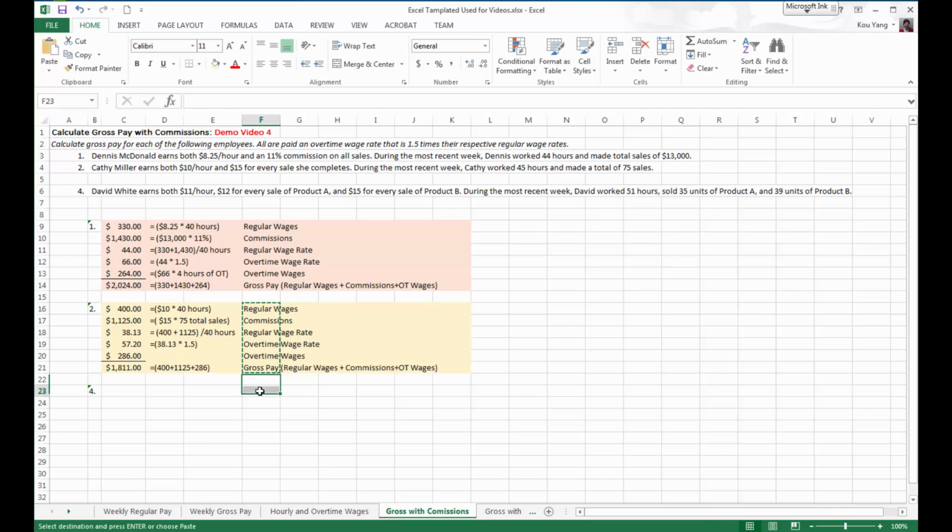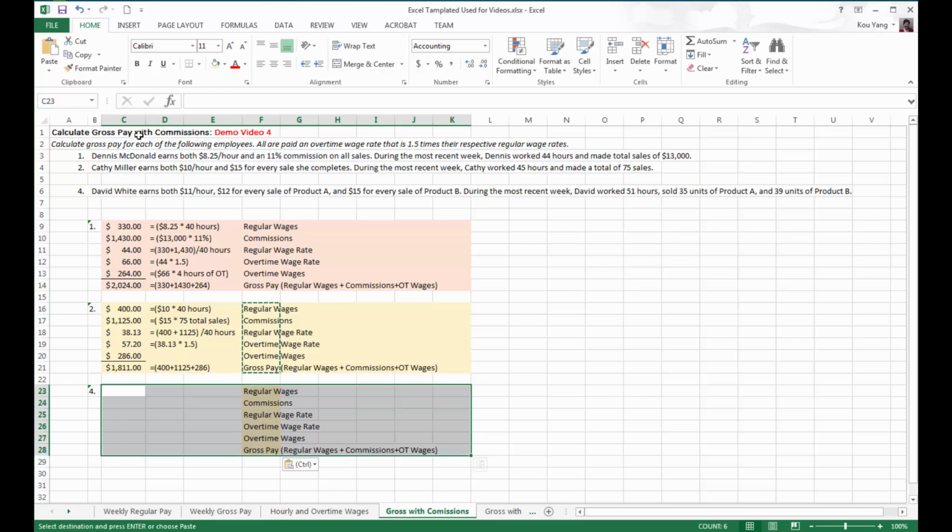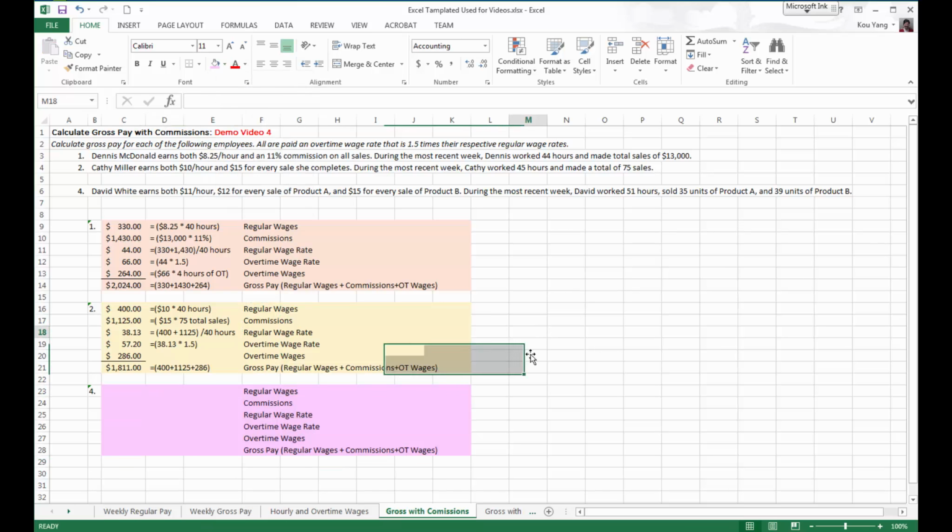I'm going to copy that down here. And let's go ahead and color code this a different color here. Let's look at pink. There we go. Okay. His regular wage rate. Regular wages are $11 times 40 hours. Equals $440. His commission is going to be a little different here.